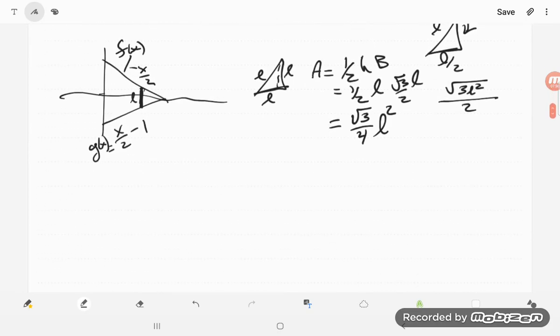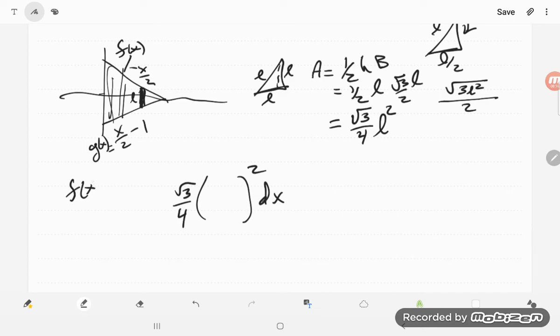Okay, so I'm just going to add up a bunch of those. So I'm slicing this way, so I know I'm going to have a delta x, and each of my areas is going to be the square root of 3 over 4 L squared. Okay, now what's L? What's that distance? Well, it is the top curve, f of x, minus g of x.